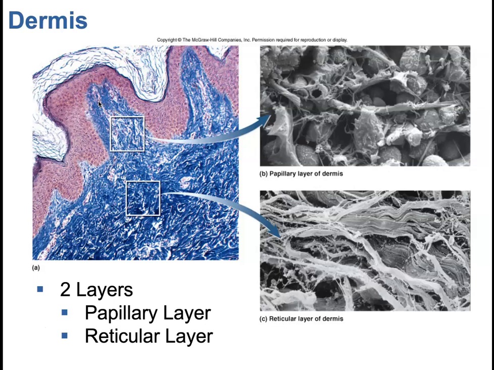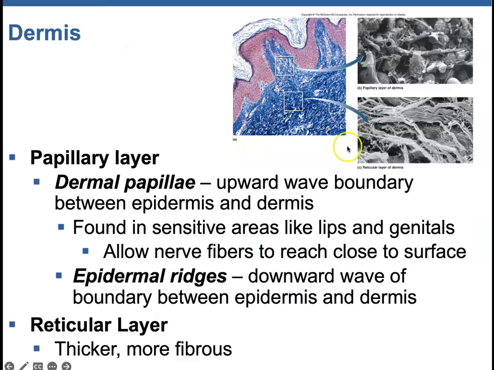So you would see this primarily on surfaces of the lips, around the nipple area, within the genitalia. This is where you would see more of these papillary regions that are reaching up underneath the thinner regions of the epidermis. So dermal papillae, that is what this is called, that upward boundary of the region where the papillary layer is right below the epidermis.